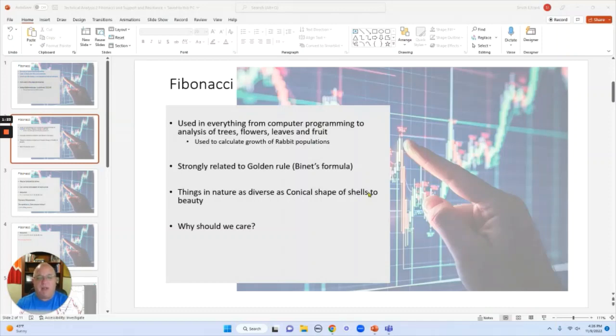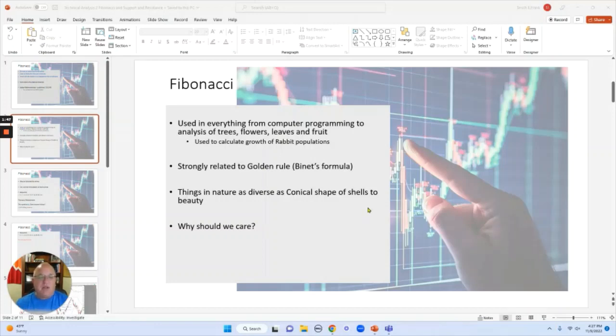It's also strongly related to something called the golden rule, and things in nature as diverse as the conical shape of shells. And beauty itself, actually: measurements of people's faces and what the world seemed to say were beautiful people were related to the golden rule and the Fibonacci sequence.